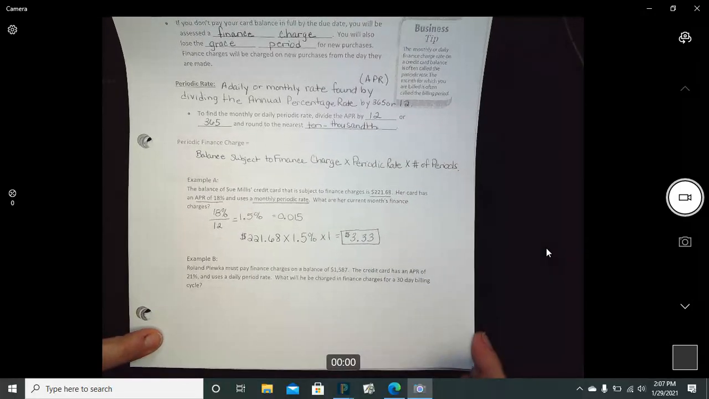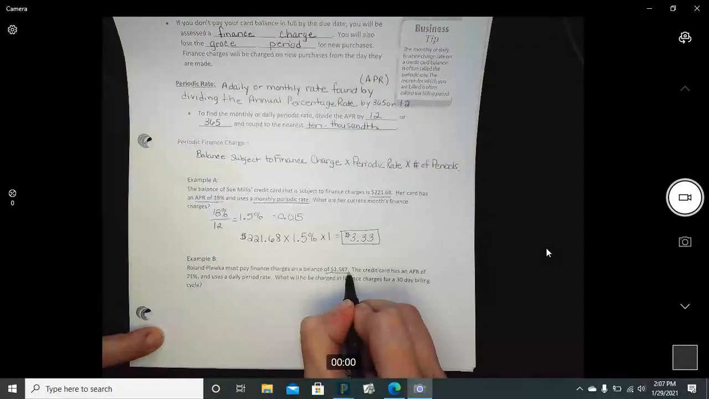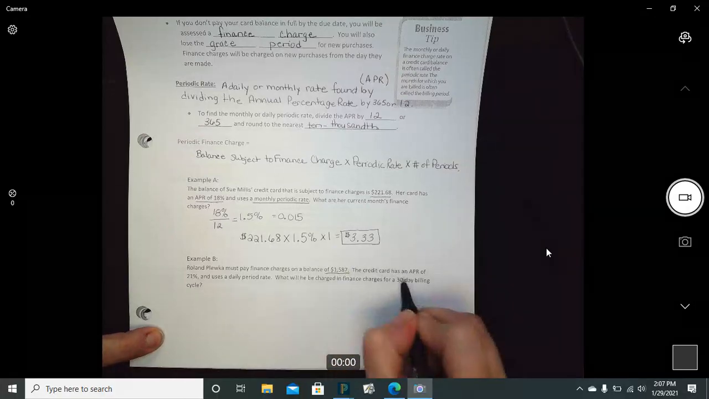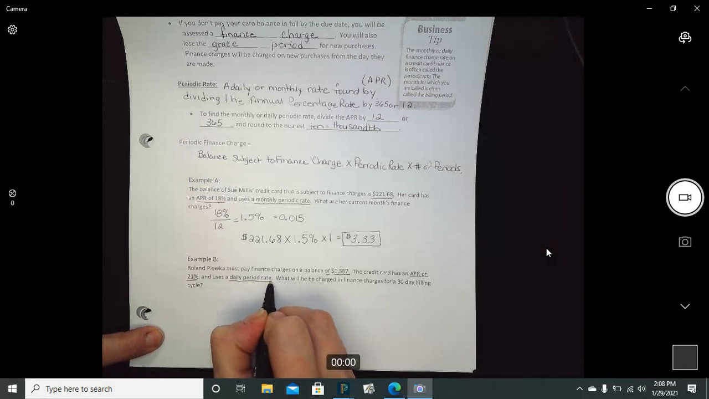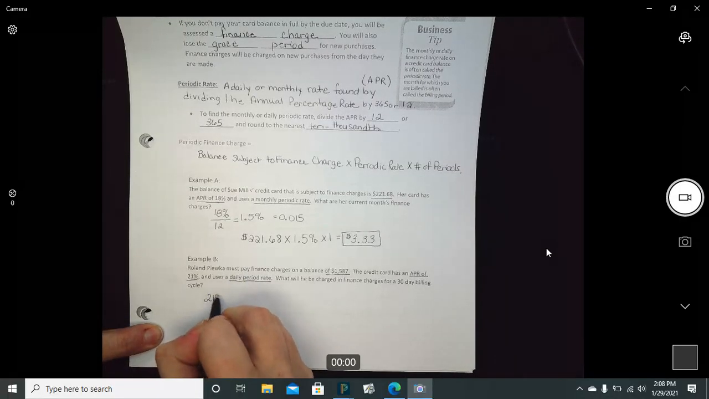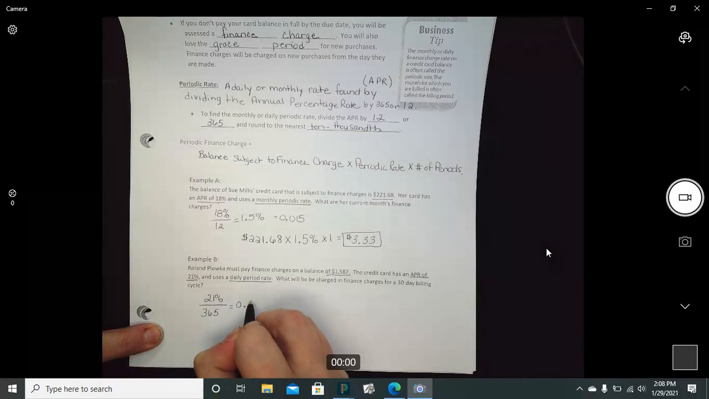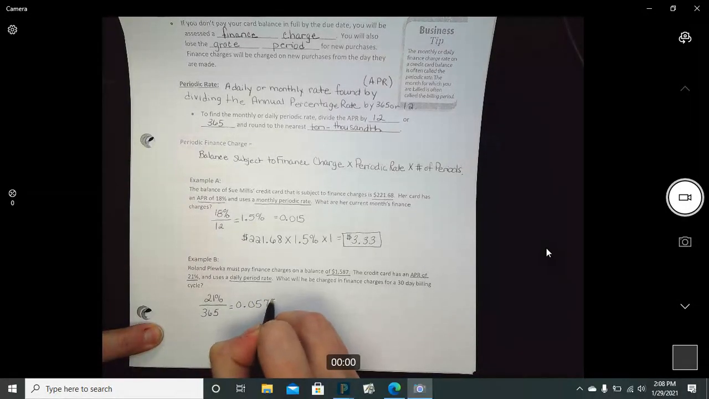Looking at example B, basically the same thing. I'm going to look through it. The balance is 1,587, APR of 21%. They use the daily periodic rate. So because it's daily, we're going to divide by 365. We'll take our 21% divided by 365. That is going to give me 0.0575%.